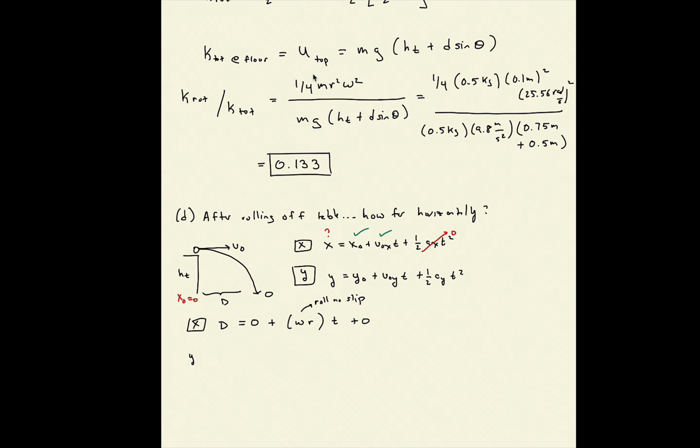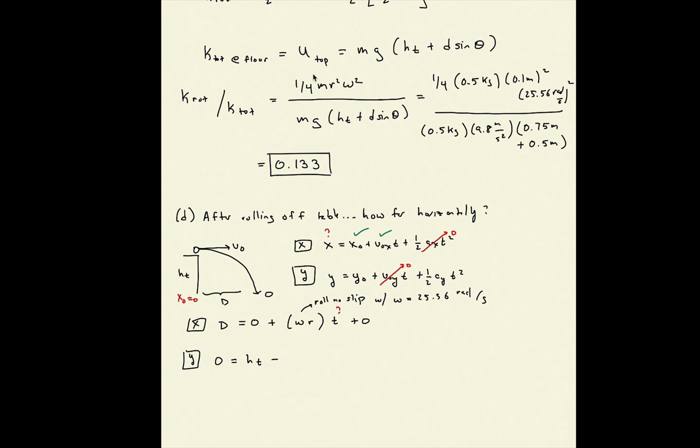Now in the y direction, we're going to need to use that guy to find the time, because we don't know the value of t. And let's just write here that this is 25.56 radians per second. In the y direction, we know that the final height is 0. The initial height is the height of the table. The initial velocity in the y direction is 0, since it's launched horizontally.